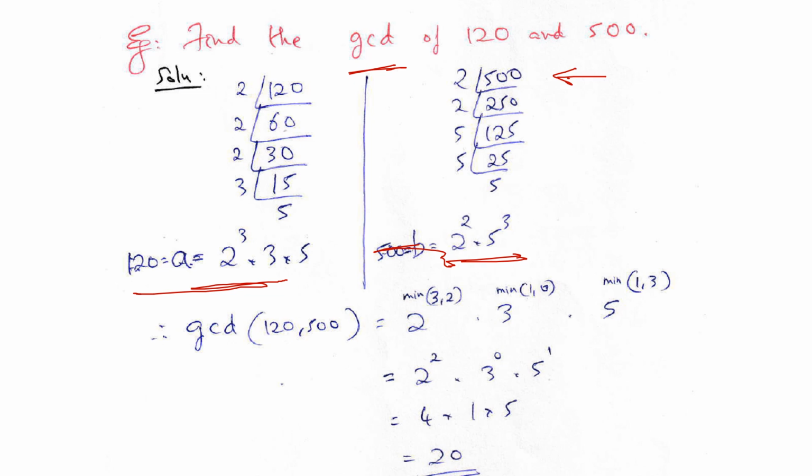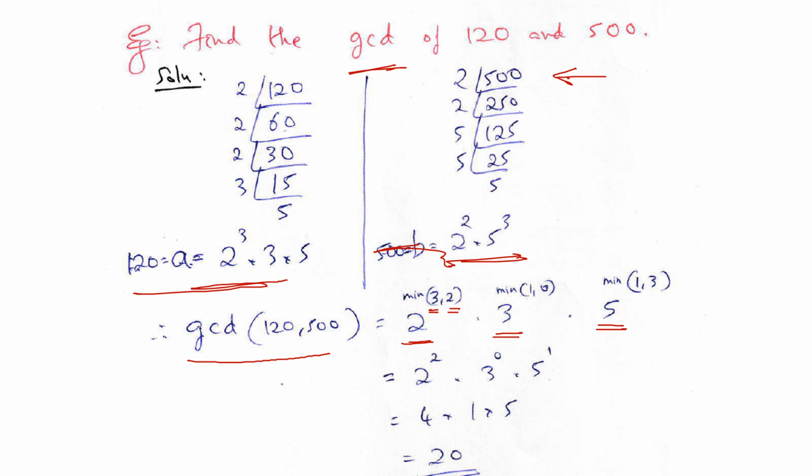Next is very important, how to find the GCD of 120 and 500. Now what you have to do is, see this, what are the three numbers that are involved in 120 and 500? One is 2, another one is 3, another one is 5. Okay, in 500 that 3 is not there, but you still have to write all the numbers which are involved, that is 2, 3 and 5. Here you see, in A it is 2 to the power 3, and in B, that is 500, it is 2 to the power 2.